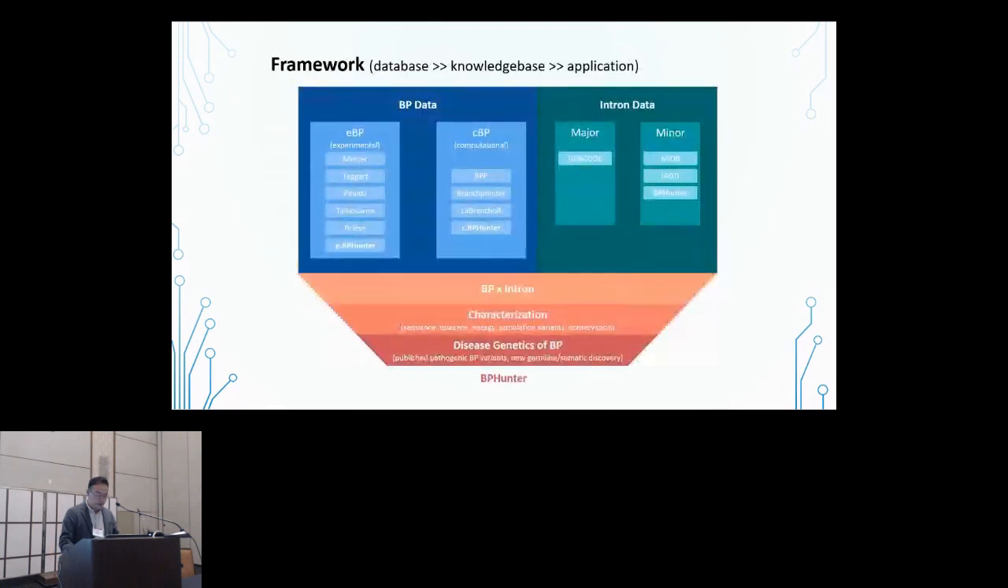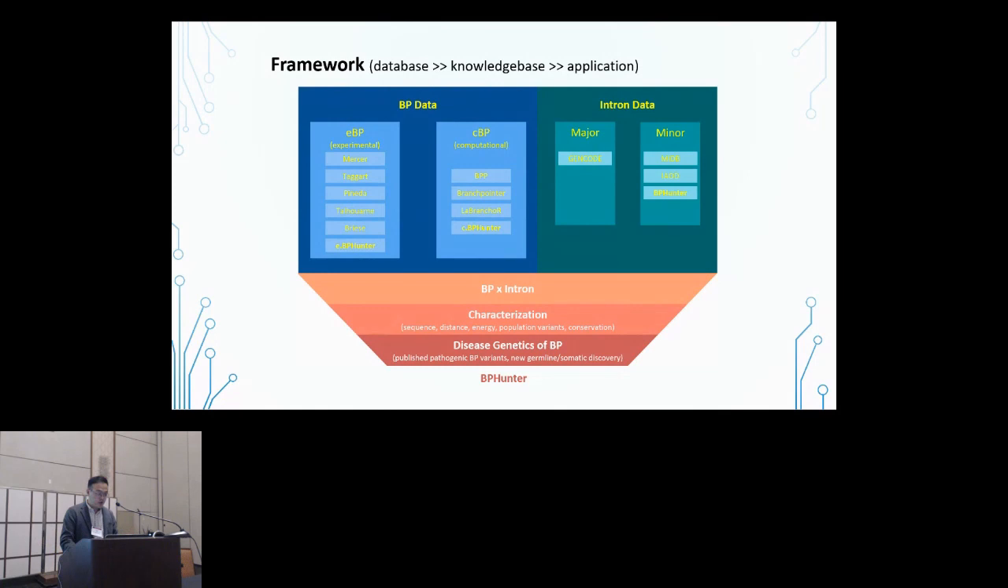In this project, we are trying to cover all these limitations. This is the framework of this project: we create a database, we generate a knowledge base, and we apply this tool for validation and discoveries.